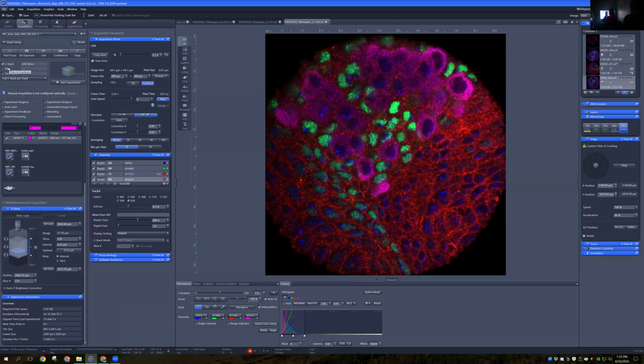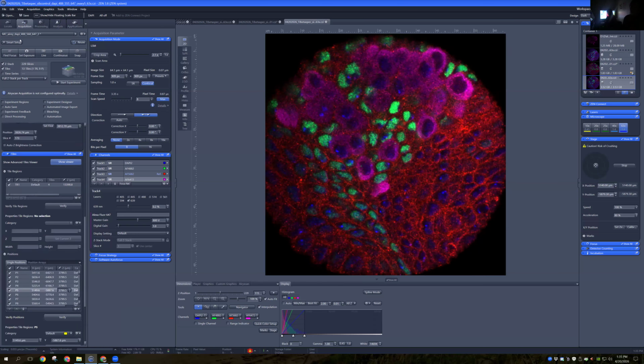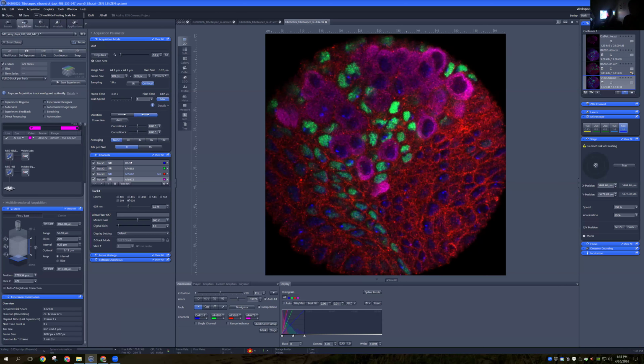So now basically the process just repeats. Move to our newest position. First, set our Z-stack in DAPI.